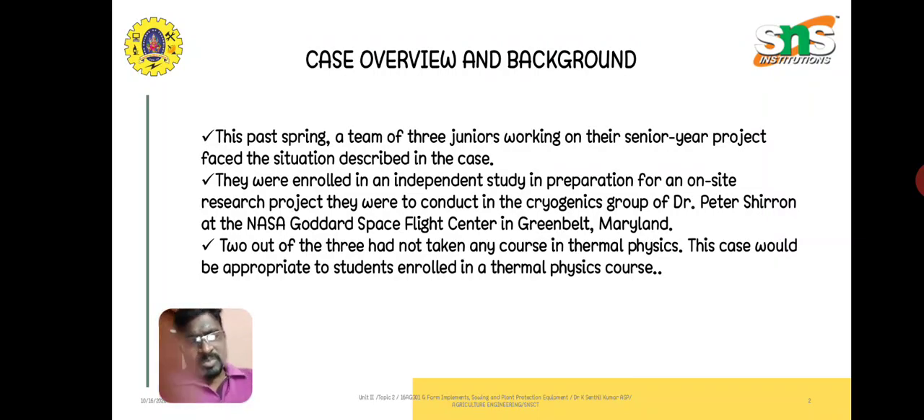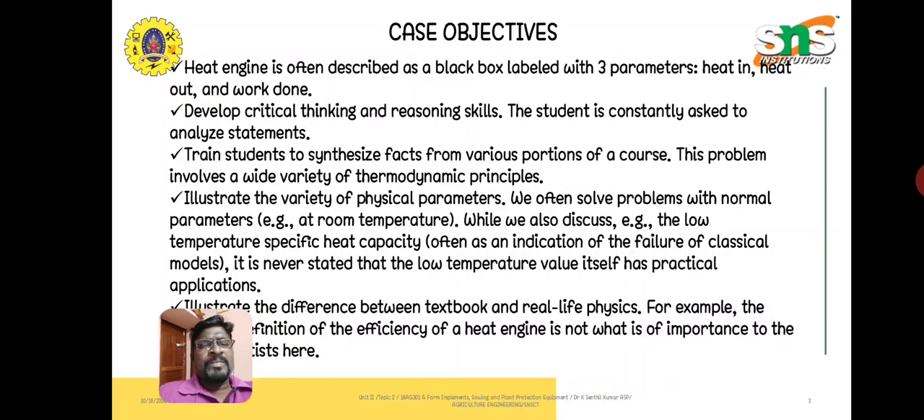So most of the students are interested in studying, but they are afraid of doing this course. This case would be appropriate to students enrolled in a thermal physics course, and not only thermal physics but also students who are carrying out the course of engineering thermodynamics. This will also be helpful. Now, a heat engine is often described as a black box labeled with 3 parameters: heat in, heat out, and the work done.